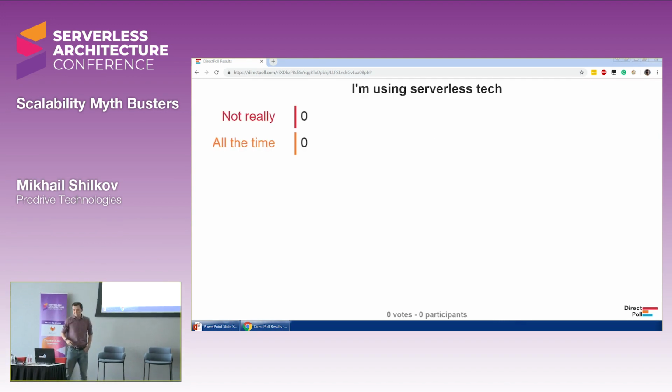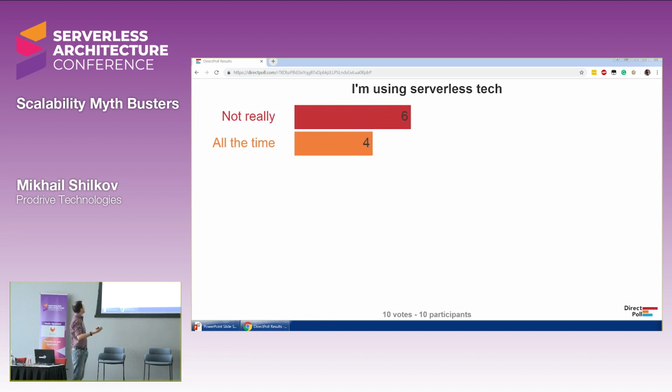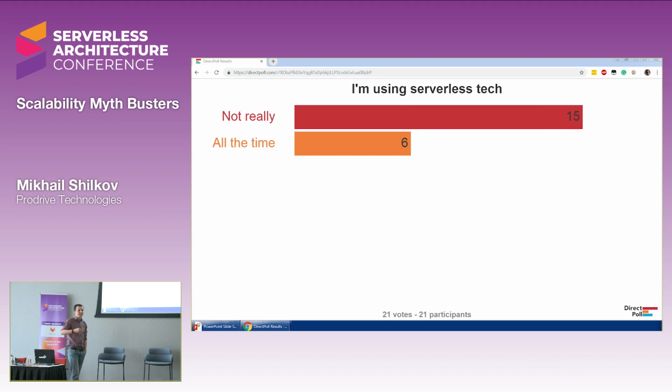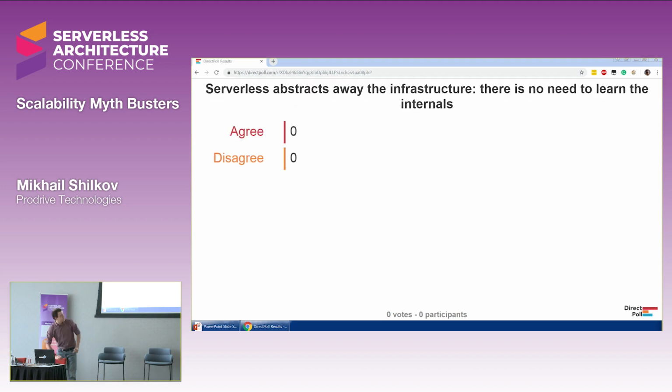And the first one, I'm using a serverless tech, you should say not really all the time. As you can see there, questions are not really nuanced. You always have to pick one of the two and just pick one that you feel like more. And then don't do compromises. Okay? So we have 25 people participating. Nice. 2/3 are more new to serverless than experienced. Next question.